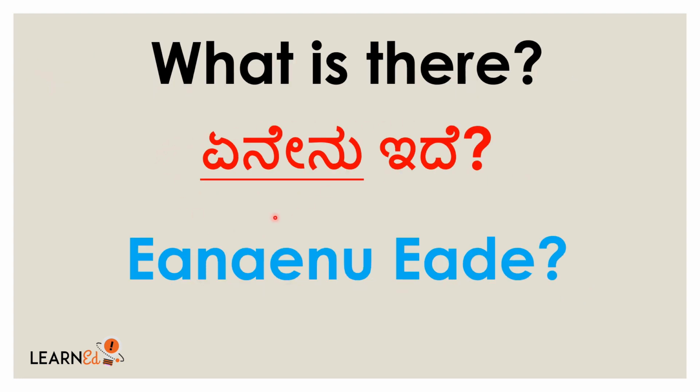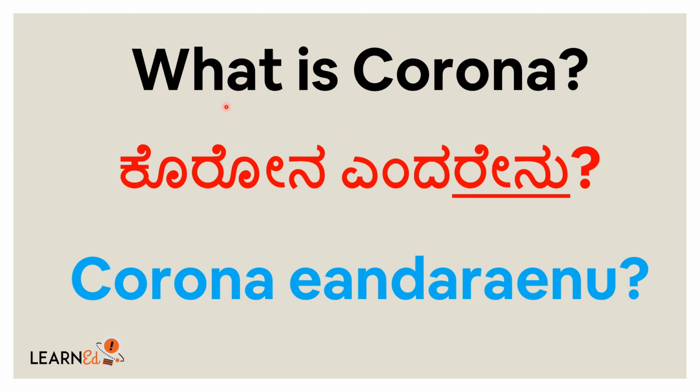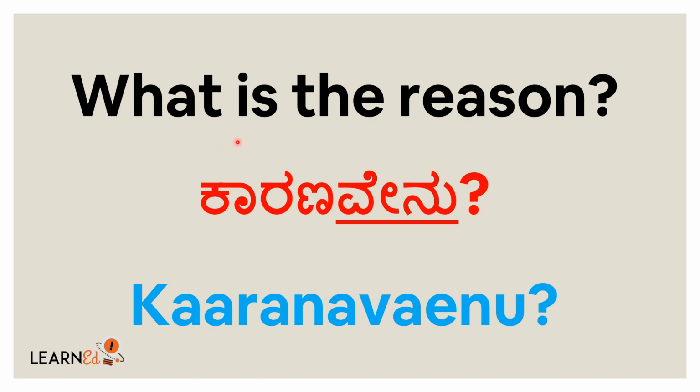What is there? Yenenu ide. If you go to a restaurant and want to ask what is there, what is the menu? Yenenu ide. What is corona? Corona endarenu. Renu means what? Yenu. It's joined with the word. What is the reason? Karana venu. Karana is reason. Venu, what? Karana venu. Joined with karana. So yenu became venu.